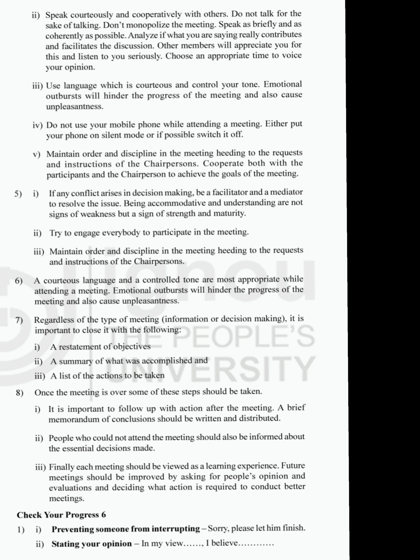I. It is important to follow up with action after the meeting. A brief memorandum of conclusions should be written and distributed. II. People who could not attend the meeting should also be informed about the essential decisions made. III. Finally, each meeting should be viewed as a learning experience. Future meetings should be improved by asking for people's opinions and evaluations and deciding what action is required to conduct better meetings. Check your progress.